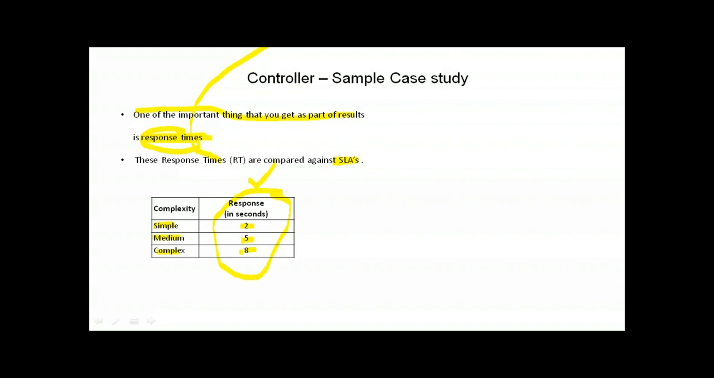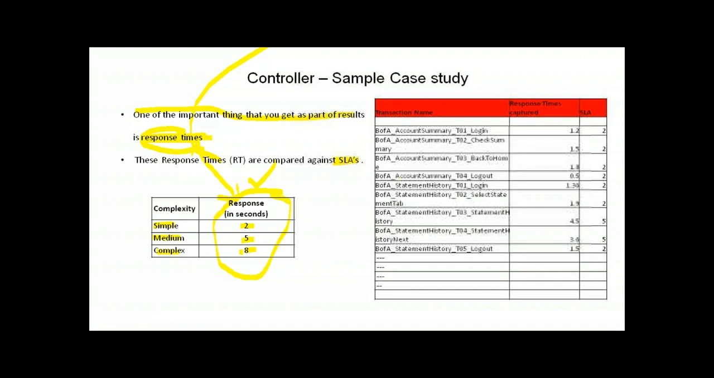Now you have to compare both of them. Let's see what it is. Let's say these are the response times that you have received for different transactions, for different scripts. These are the results. For the login transaction, it is 1.2 seconds. For the check summary transaction, let's say what you have received is 1.5 seconds. For the back to home transaction, 1.8 seconds. For logout, 0.5 seconds. Like this, for each transaction, you receive the response times.